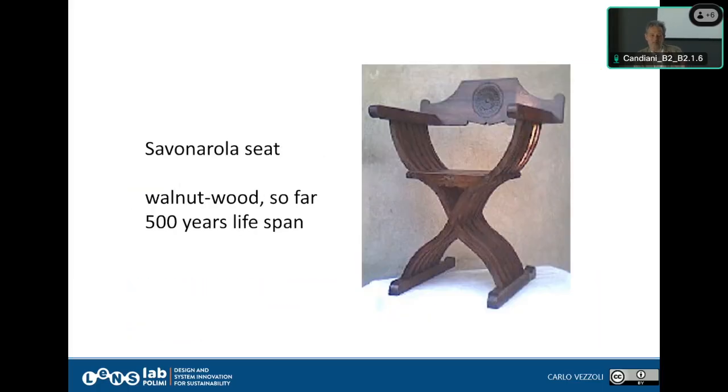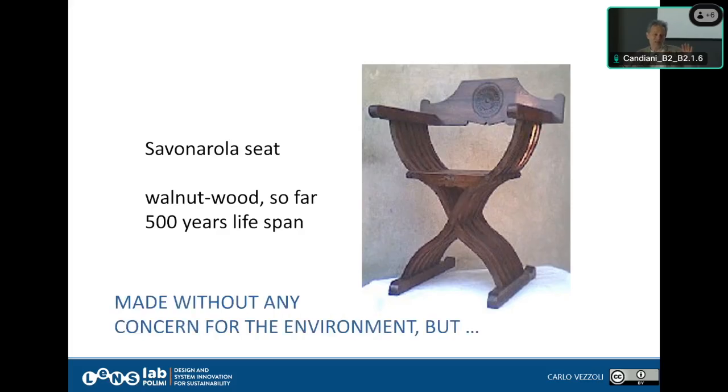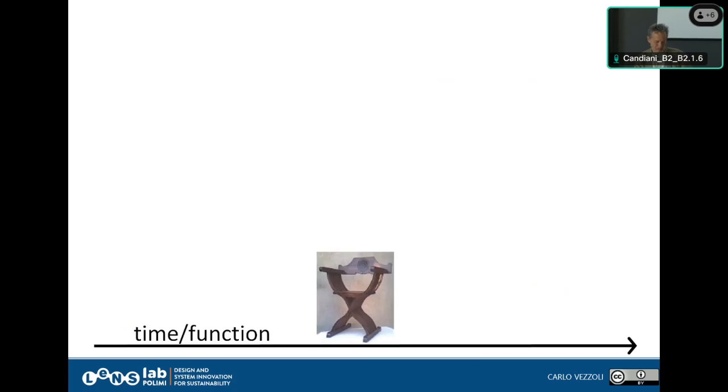This is a Savonarola seat from the 16th century. Well, it has been designed and manufactured without any concern for the environment. But if we compare the two, what happened? When we compare, we have to compare in relation to the fact that you have to be seated there. Okay? I'm sitting on the table. It could be a cardboard table.